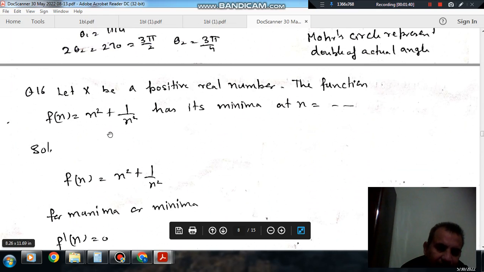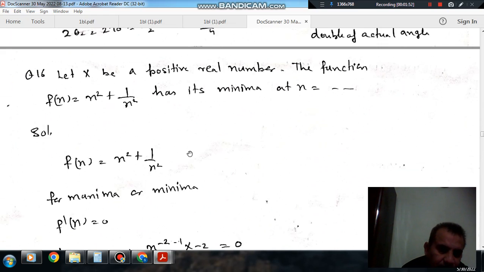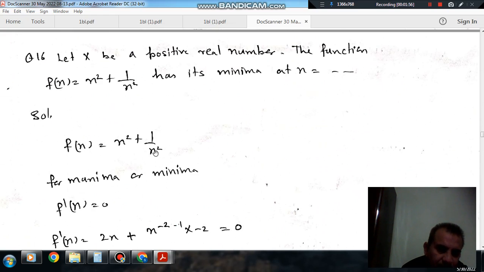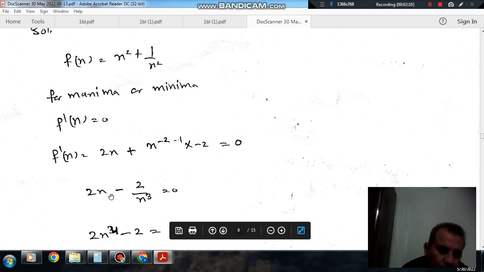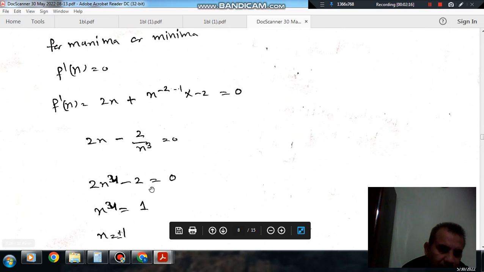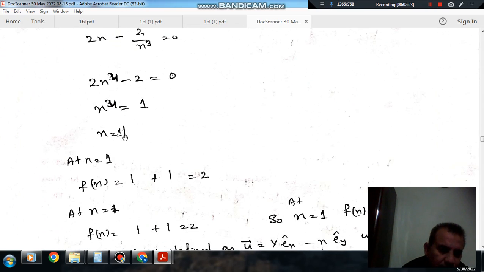Next, let x be a positive real number. The function f(x) is equal to x square plus 1 by x square, has its minimum at x is equal to dash. As f(x) is x square plus 1 by x square, for maximum or minimum we differentiate and put equal to 0. So f dash(x) is 0. So f dash is 2x plus x to the power minus 2, differentiation multiplied by minus 2. So it equals 0. So 2x minus 2 by x cube, or 2x to the power 4 minus 2 is equal to 0, or x to the power 4 is 1. So x is equal to plus minus 1.